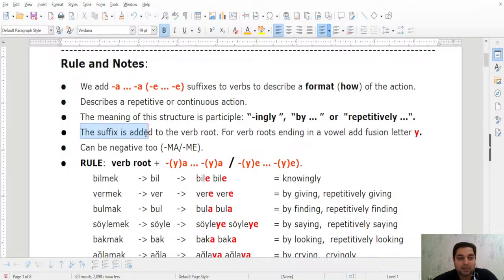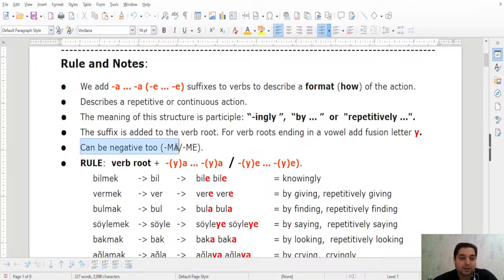Now the next item is that the suffix is added to the verb root, which is valid for the majority of the adverbial suffixes. We throw away the mak part of the verb, and then we add it to the root. For verbs ending in a vowel, add the fusion letter or buffer letter y. So basically we have this as the last structure. All possible alternatives are here. You may have a or ya, e or ye. These are the four possible alternatives that you may have.